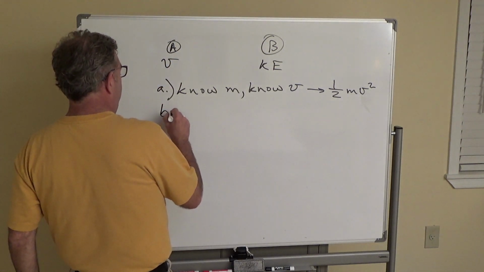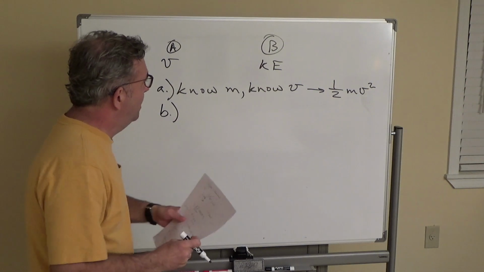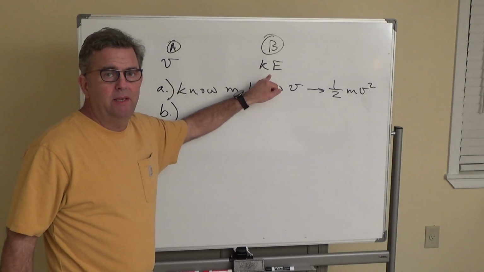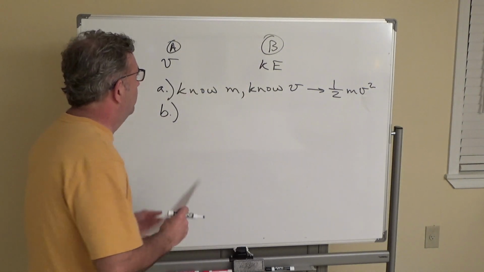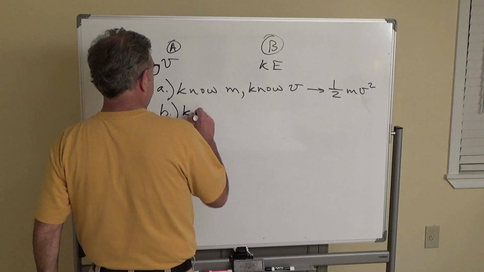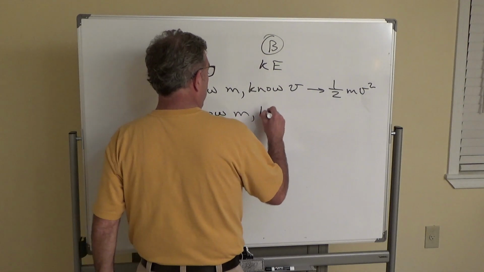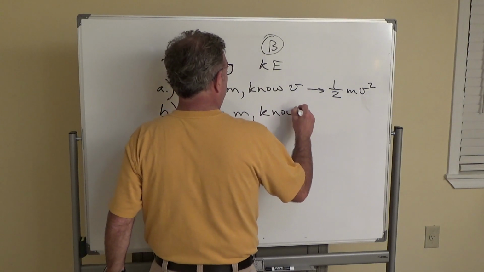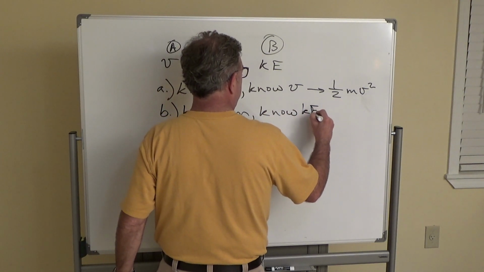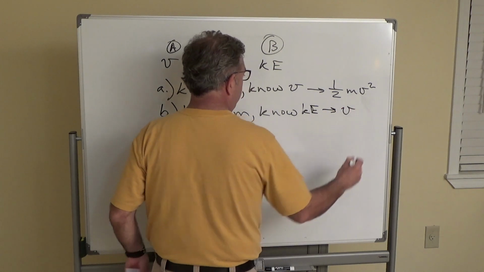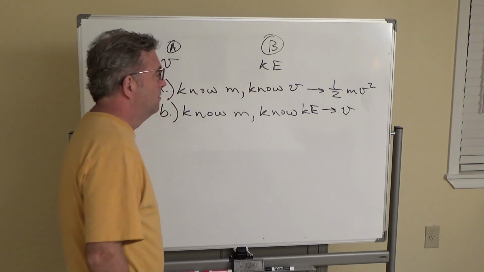That's the way you calculate that. For part B, I believe they asked for the velocity at B. Simple. You know M, you know the kinetic energy, calculate V using this. Okay?